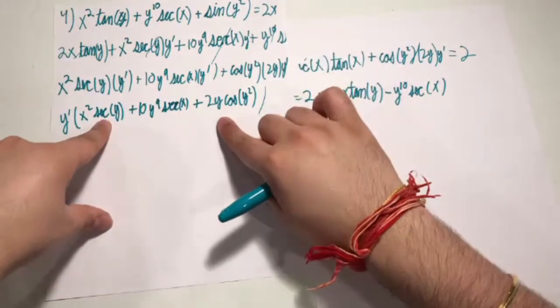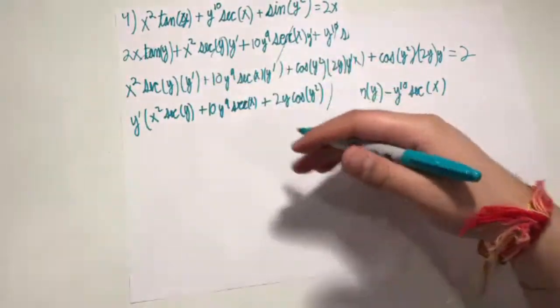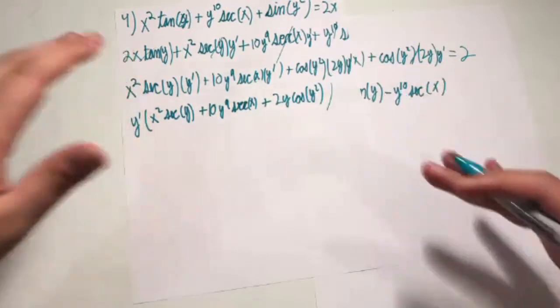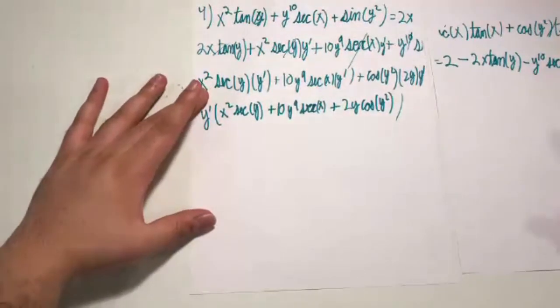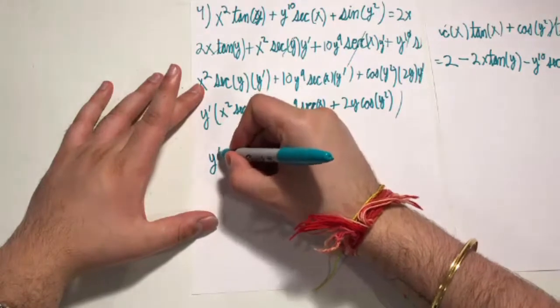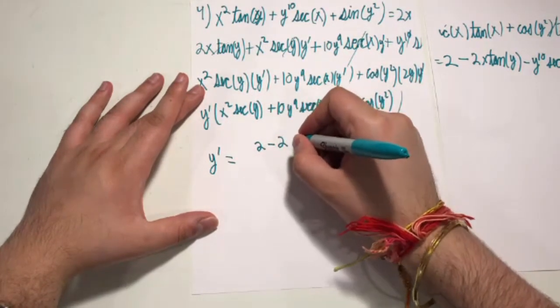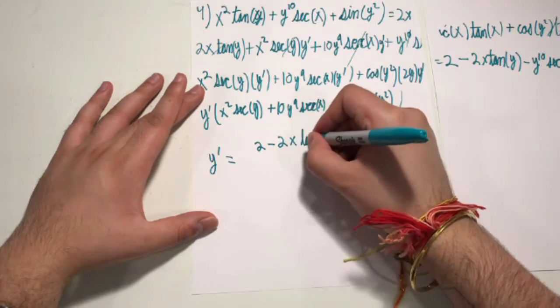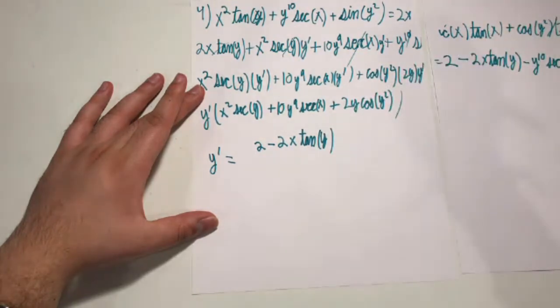Last thing is I divide all of this stuff to bring it over to the other side. And rather than writing that out, I can just go to the final answer. You should be pretty familiar with that concept of dividing both sides. And what you end up with is a final answer of y prime equal to 2 minus 2x tangent y. Just make sure that I'm not missing a term or anything like that.